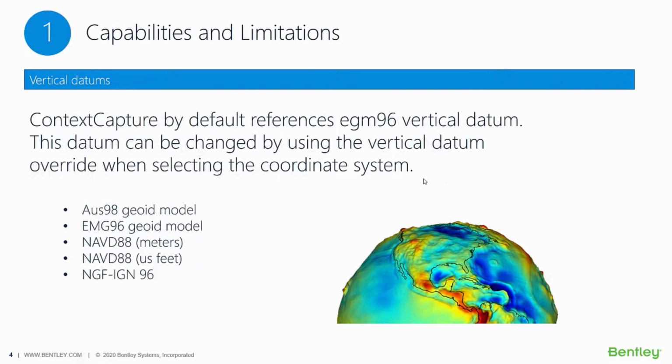Along with the geographic coordinate systems, we also include several vertical datums. By default, ContextCapture will use the EGM96 vertical datum. The vertical datum can be changed by overriding the vertical datum when selecting the coordinate system. Currently installed within ContextCapture are the AUS98 geoid model, EGM96 geoid model, NAVD88 in both meters and US survey feet, and NGF IGN96.